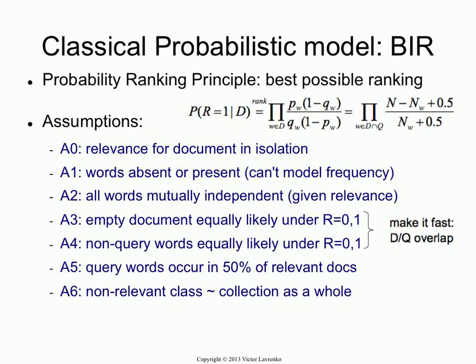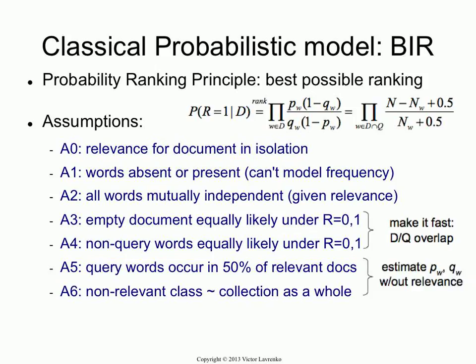Then we made two assumptions, A3 and A4, which looked kind of strange on the surface, but they allowed us to restrict this product to the intersection of the document and the query. So there were two assumptions there. This is the empty document is equally likely under the relevant and non-relevant class, and if you have a word that doesn't occur in the query, that word must be equally likely under relevant and non-relevant class. And once you make those assumptions, things cancel out, and you are left with a product over the intersection of the document and the query, and that is nice because you can use fast evaluation methods for computing that product.